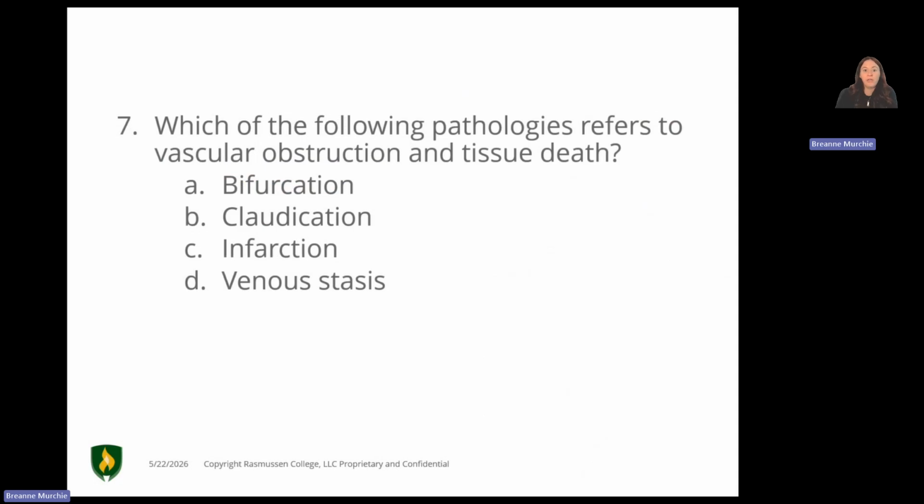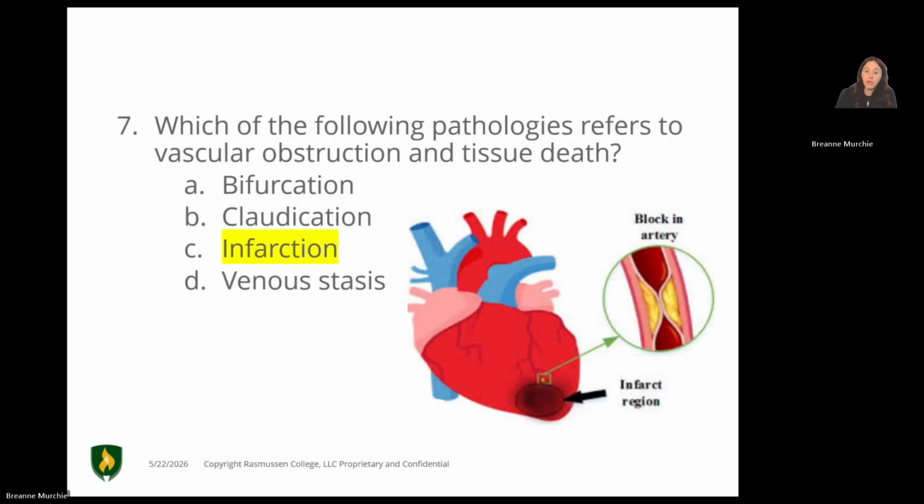Number 7, which of the following refers to vascular obstruction and tissue death? That is infarction. Myocardial infarction is another word for heart attack. So if that helps you at all to remember, but an infarcted region is going to be because of limited blood flow.